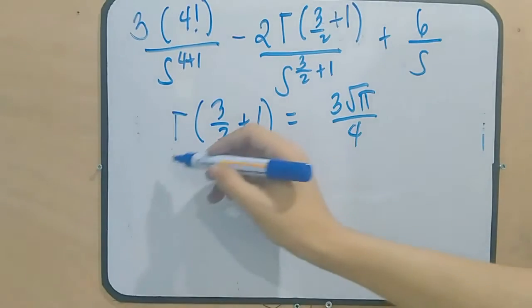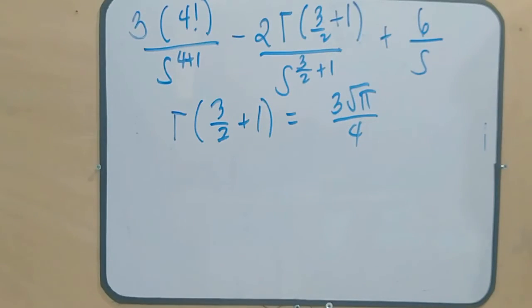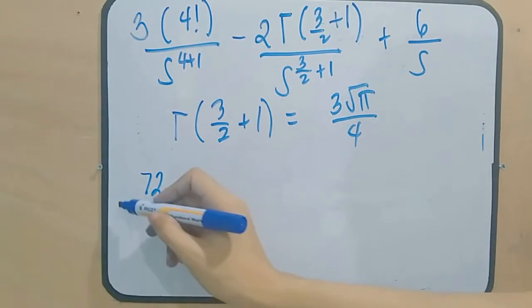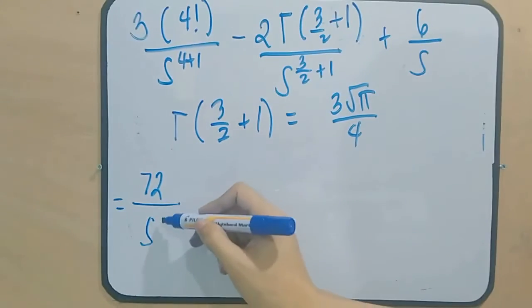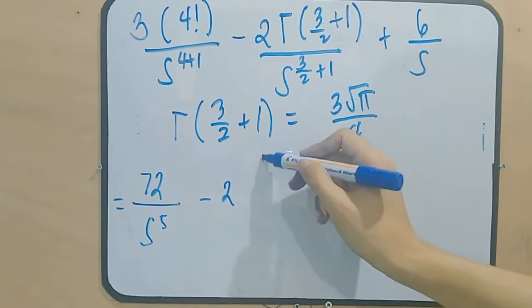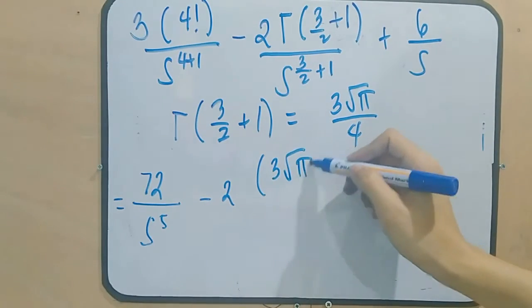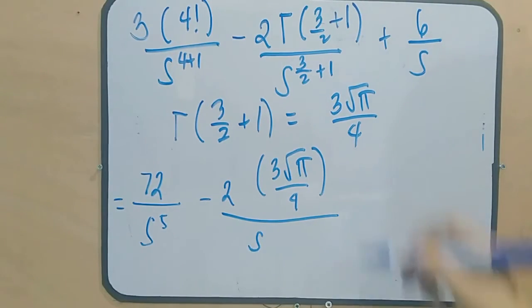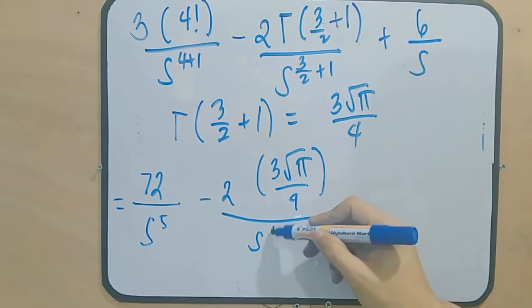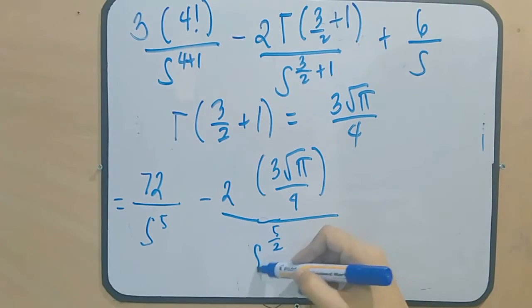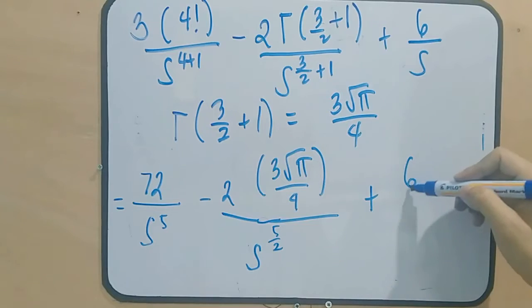So, palitan natin yun. So, this is 3, 4 factorial. So, 3 times 4 factorial. So, this is 72 all over s raised to 5 minus 2. So, ito guys. So, this is 3 square root of pi all over 4 all over. So, s, this is 3 halves plus 1. So, 5 halves.